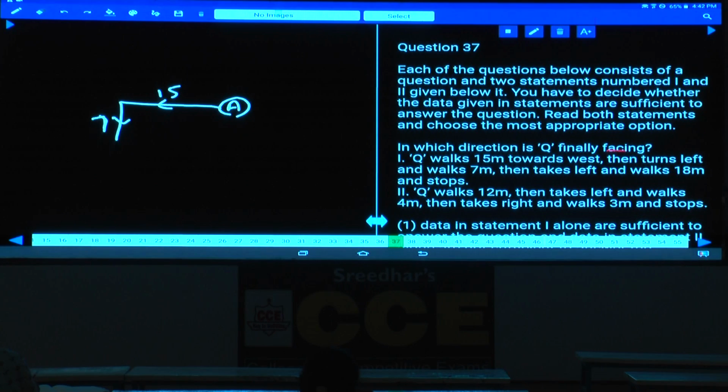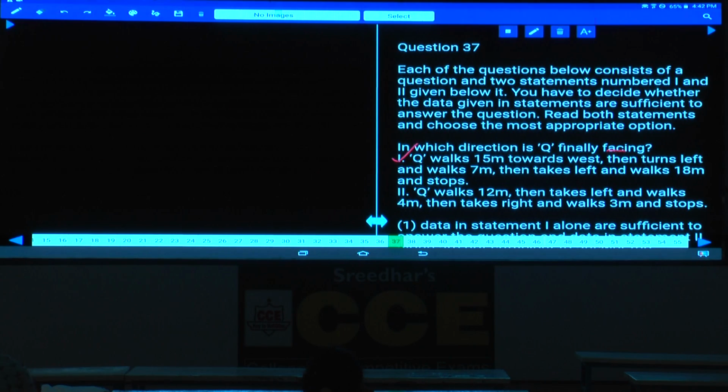Then takes a left turn and walks 18 meters, and stops. Now this person has stopped here itself. Finally Q is at this place. In which direction is Q finally facing? Now Q is facing towards east. Are you getting the answer or not? Hence one alone is sufficient.